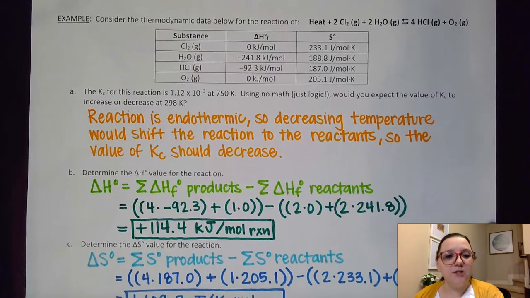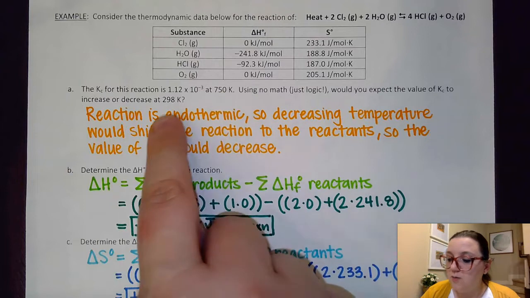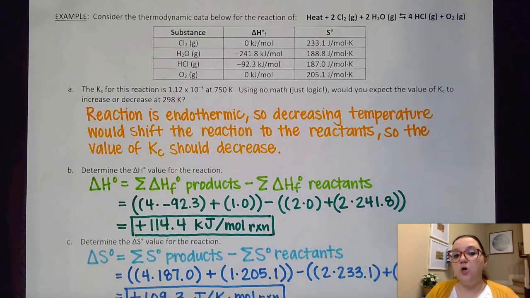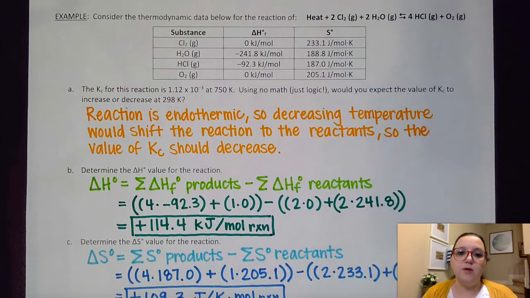So the first question said, hey, the Kc for this reaction is 1.12 times 10 to the negative third at 750 Kelvin. Using no math, just logic, would you expect the value of Kc to increase or decrease at 298 Kelvin? Well, notice we're talking about a lower temperature. So we know that the Kc value will change. Equilibrium constants change when I change the temperature. And so I need to think about this heat. Notice that heat was on the reactant side. This was an endothermic process.